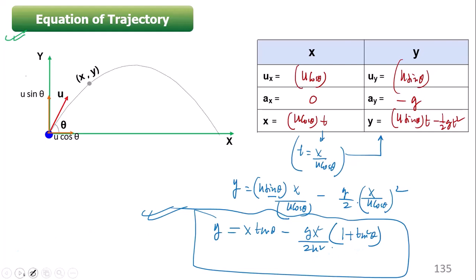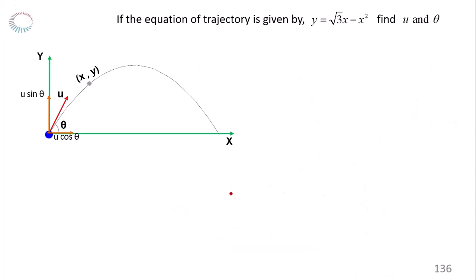And it clearly says that the variation is parabolic in nature. Why? Because x square is coming, this is a quadratic equation. Since this is a quadratic equation, I can comment that this path is parabolic in nature. It's a parabolic path. So the displacement equation, the y versus x equation, called the equation of trajectory, is a parabola.